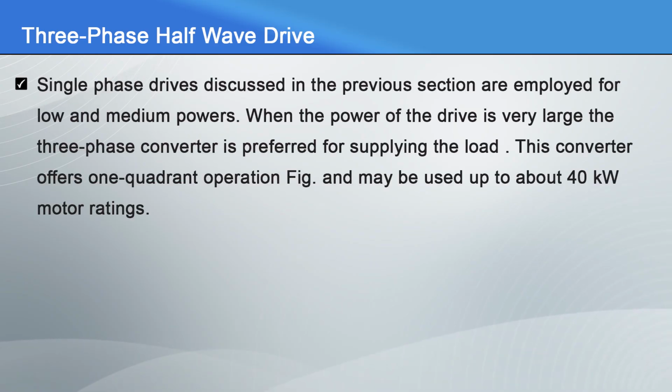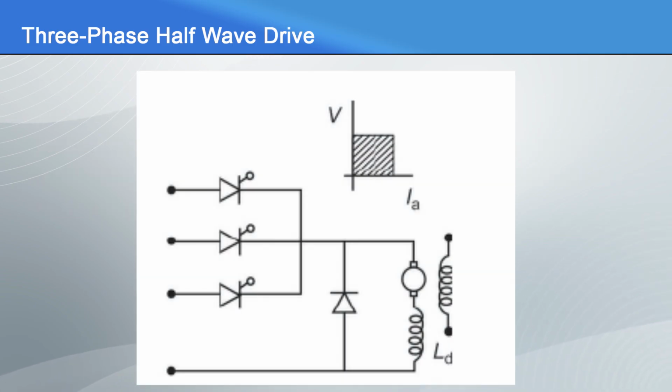Single phase drives discussed in the previous session are employed for low and medium power. When the power of the drive is very large, the 3-phase converter is preferred for supplying the load. This converter offers one quadrant operation and may be used up to about 40 kilowatt motor ratings. The drive performance can be improved by connecting a free wheeling diode across the supply. The connections are shown in the figure.